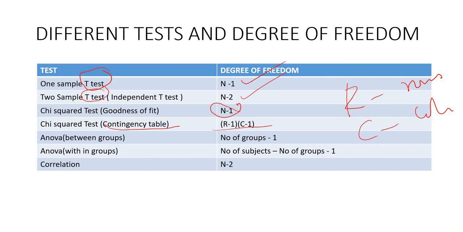For Anova test, between groups, it's number of groups minus 1. For Anova test within groups, you need to use the formula number of subjects minus number of groups. For correlation, there should be two variables, right? Bivariate, so the degree of freedom is n minus 2. This is a very nice table. You will get the degree of freedom for different types of tests.